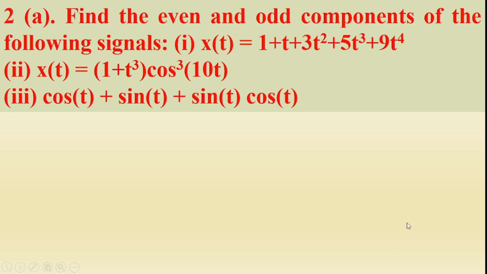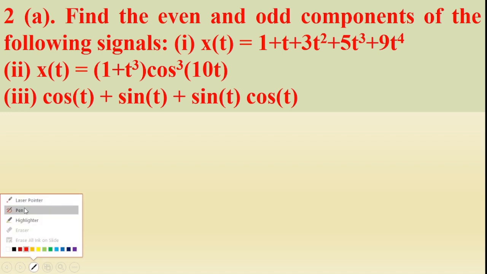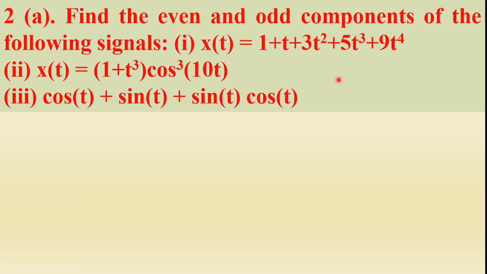First bit: x of t is equal to 1 plus t plus 3t square plus 5t cube plus 9t power 4. Second bit: x of t is equal to 1 plus t cube into cos cube of 10t. Third bit: cos of t plus sin of t plus sin of t into cos of t. First we are going to discuss the first bit.